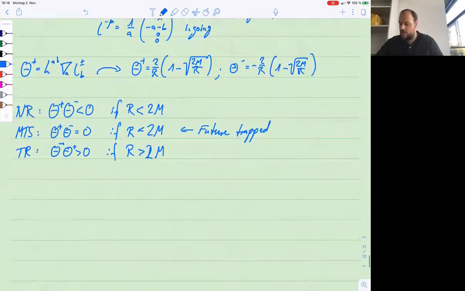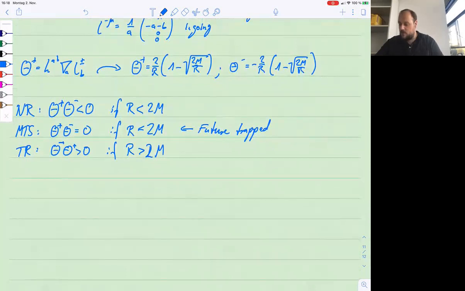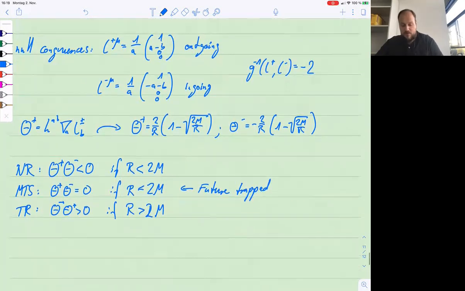And we can see that there are two conditions. Because when we just plug in here, you see, when you plug in r to m, this will become zero. So we have a future trap, and this will become smaller than zero. So it is kind of obvious. You can just plug it in. You can just solve this equal to zero, and then you will find that this is just 2m.